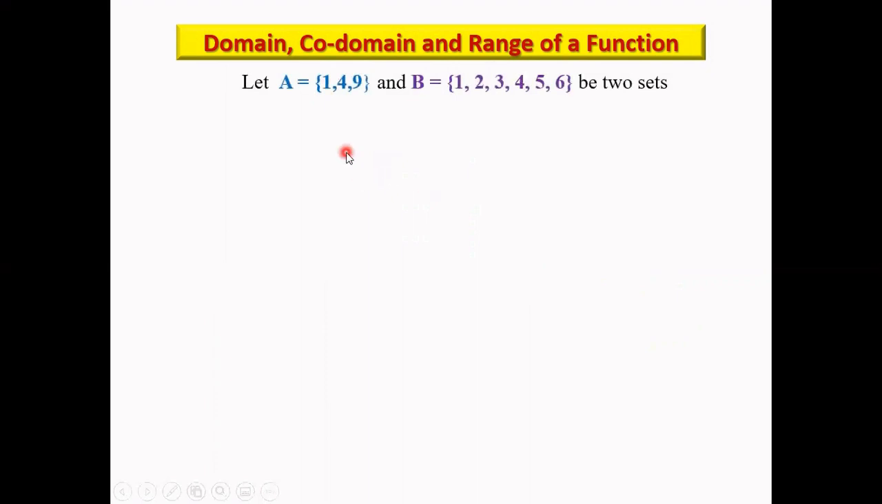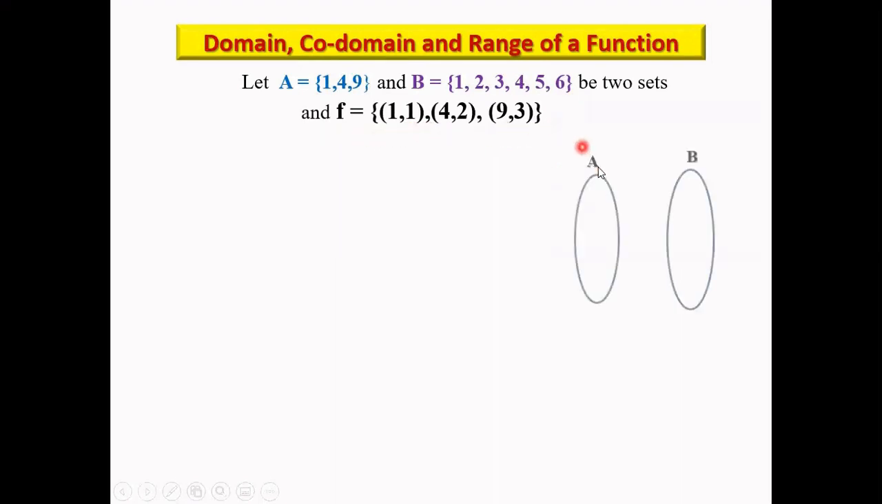Let's take an example. Set A has the elements 1, 4, 9. Set B has the elements 1, 2, 3, 4, 5, 6. The function f has the ordered pairs (1, 1), (4, 2), (9, 3). Representing it in an arrow diagram, the function from set A to B, representing the ordered pairs with an arrow: 1 to 1, 4 to 2, 9 to 3.